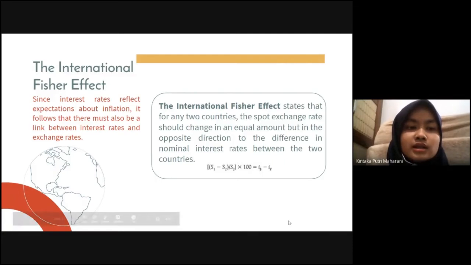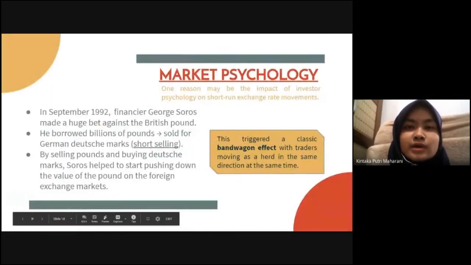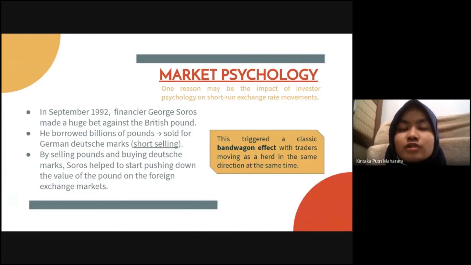And then the last one is about market psychology. One reason may be the impact of investor psychology on short-run exchange rate movements. The evidence reveals that various psychological factors play an important role in determining the expectation of market traders as to likely future exchange rates. In turn, expectations have a tendency to become self-fulfilling prophecies.